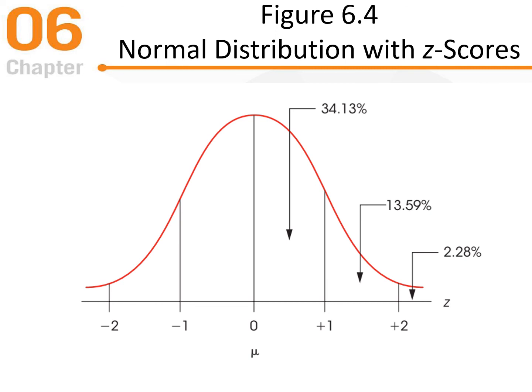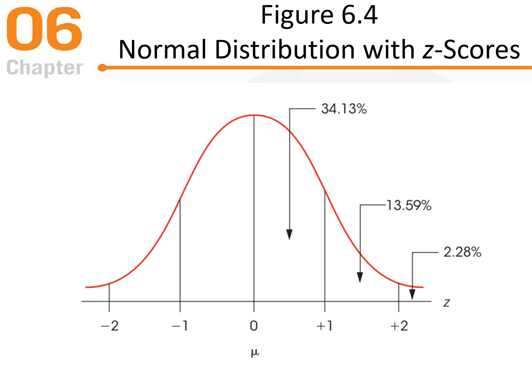Now, if you add up all three boxes here, 34.13, 13.59, 2.28, you're going to get 50%. So the entire right half of the curve is 50%. The entire left half of the curve is 50%. And the curve is symmetrical. So whatever happens on the right is going to be the exact same thing that happens on the left.